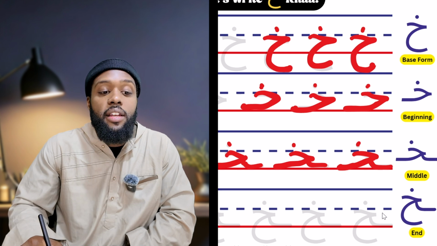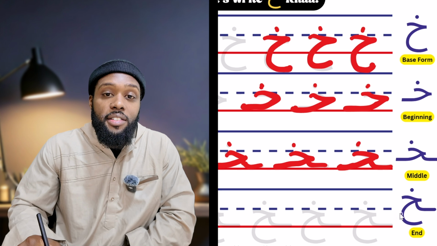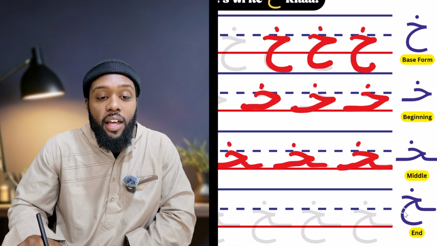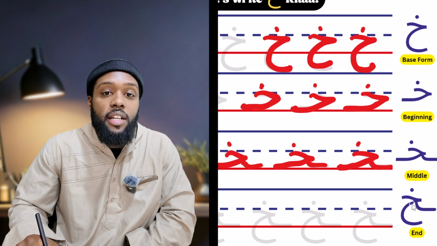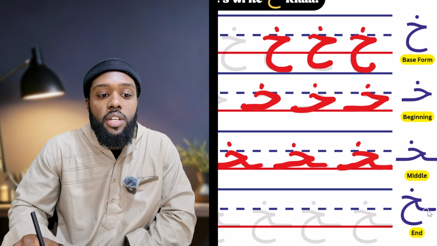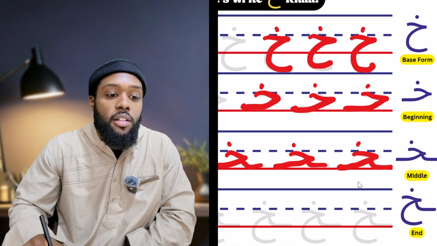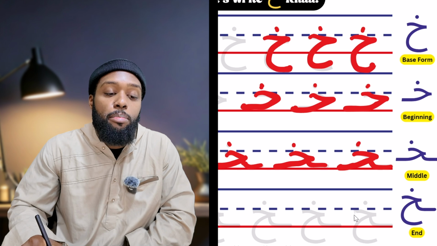And when placed at the end of a word, the Khaa looks like this. And again, it's identical to the Jim and the Ha, right? We have this little tail portion right here from the letter to the right that the Khaa is being connected to. And so all we're doing is we're taking the Khaa in its base form and we're just connecting it to this little tail right here from the letter to the right. And again, pay attention to the placement of the Khaa, right? It's a lower letter.